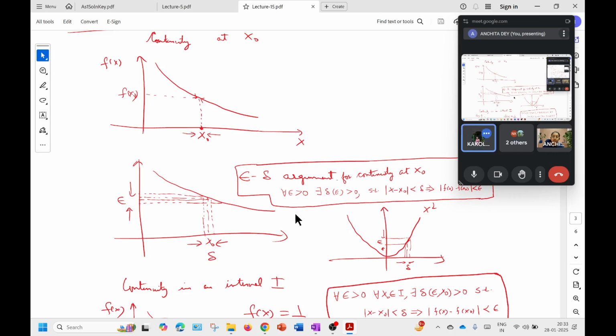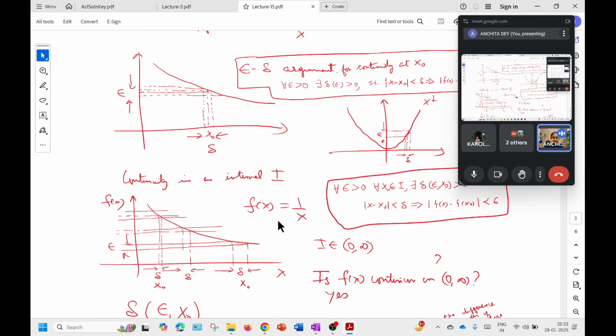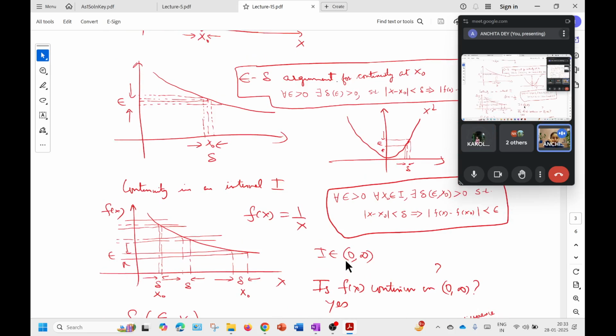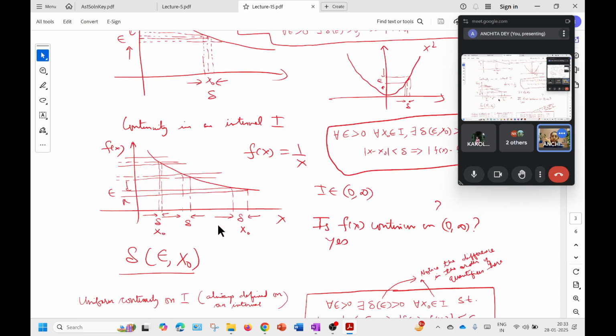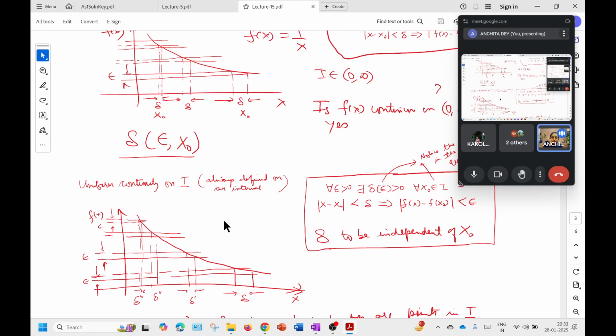You're right, there should be a delta which depends on epsilon. So if we go to continuity in an interval, you don't need all these definitions. Let me just move aside. Wherever you want to draw your epsilon, if it's continuous, you can always find a delta region.